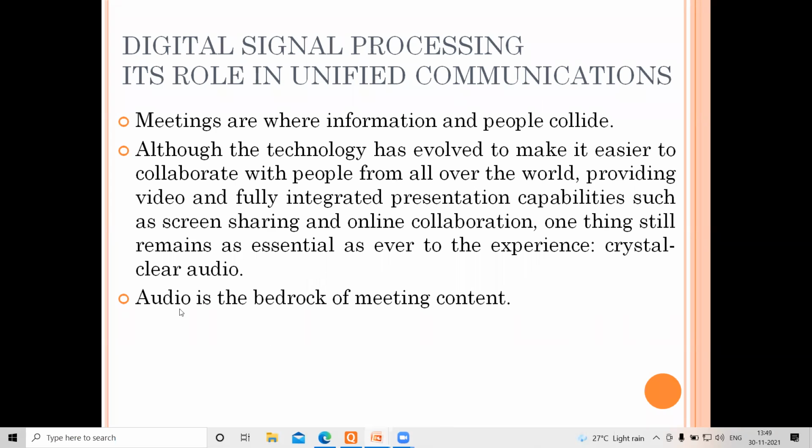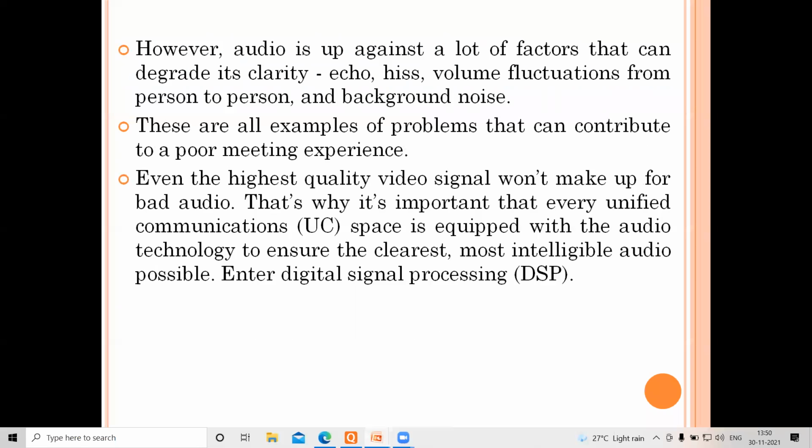Our audio is the bedrock of the meeting content. If my audio is not good, you will not appreciate what Biradar sir spoke sitting at Balki and was trying to convince you. If my audio is correct, probably a few of you will be able to understand a few things and carry back a few things about applications of DSP.